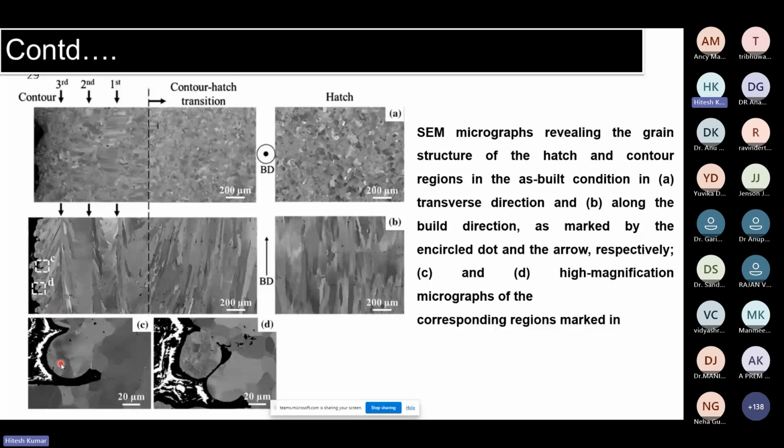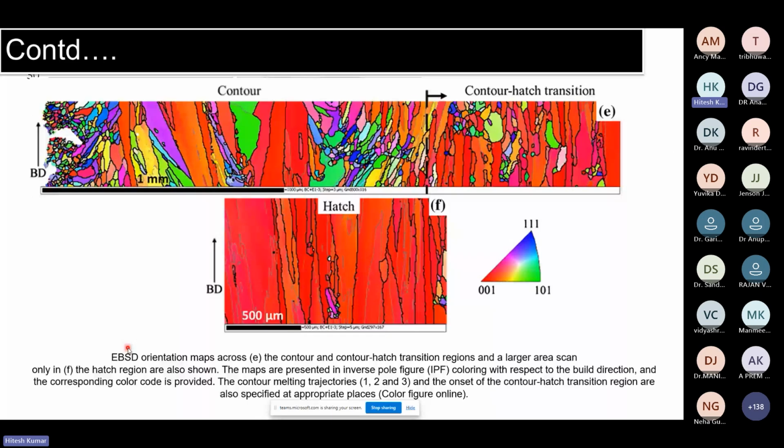We also tried to find out the grain morphology with the help of EBSD, and how the texture goes. Near the contour at the end, there is a small grain structure. But when we move from the contour to the hatch direction, the columnar structure is there. In the hatch, again a single-grain structure is there.